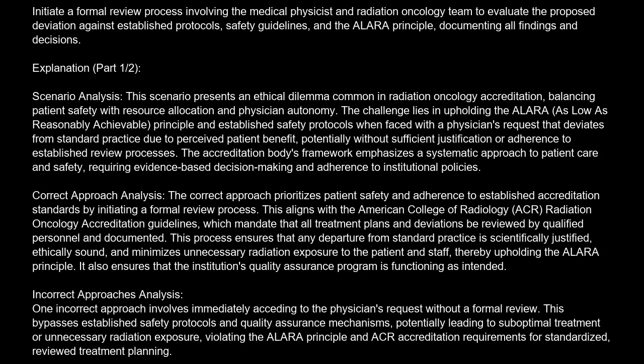The correct answer is C. Initiate a formal review process involving the medical physicist and radiation oncology team to evaluate the proposed deviation against established protocols, safety guidelines, and the ALARA principle, documenting all findings and decisions.